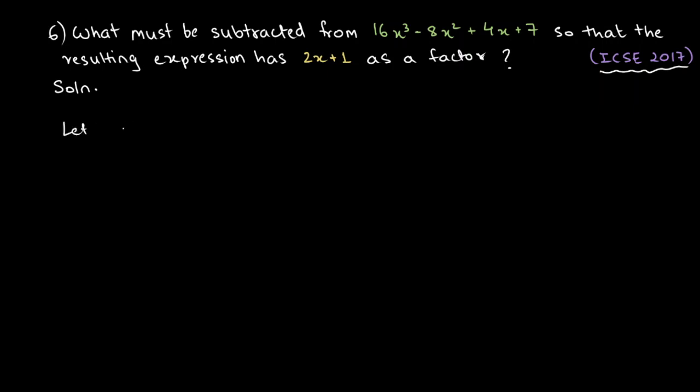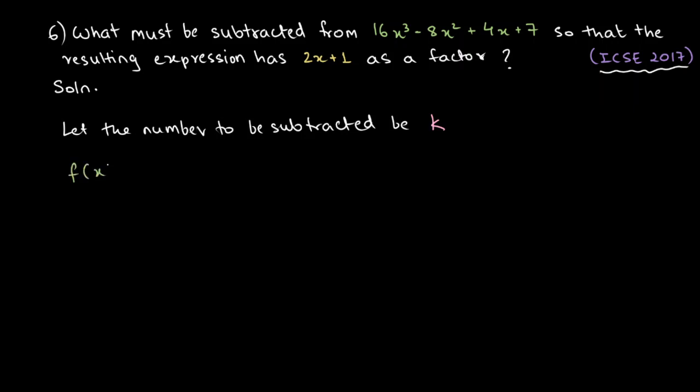So let's start by assuming a value for that. Let the number to be subtracted, since it's an unknown, be the variable k. Let the number to be subtracted be k, right? Now let's mark out our polynomials.